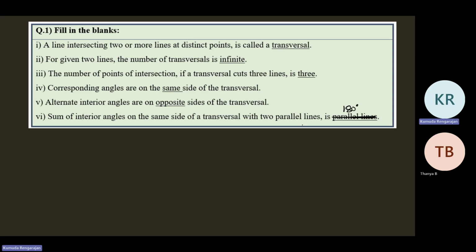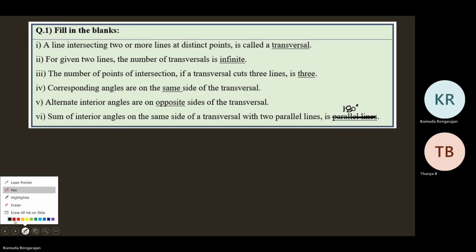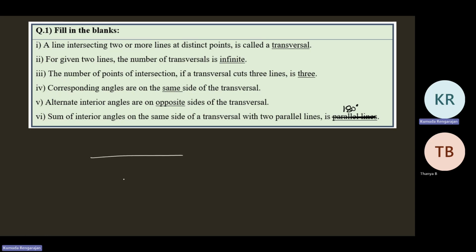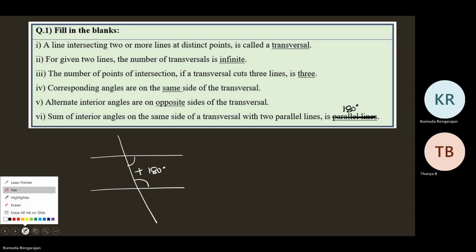Sum of interior angles on the same side of a transversal with two parallel lines is 180 degrees. That is, there are two parallel lines and there's a transversal. These are interior angles on the same side of the transversal. And what will be their sum? It will be 180 degrees. Correct?